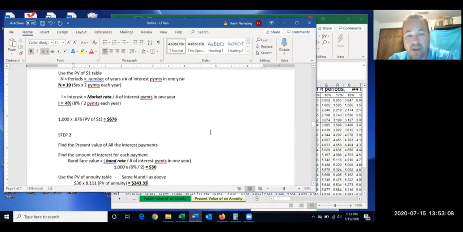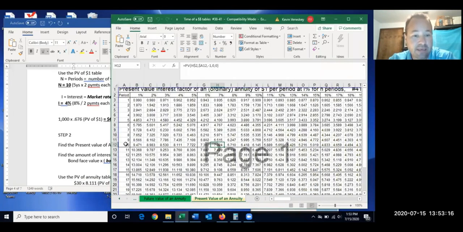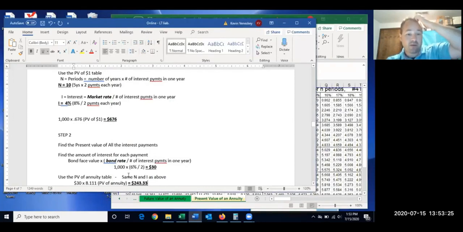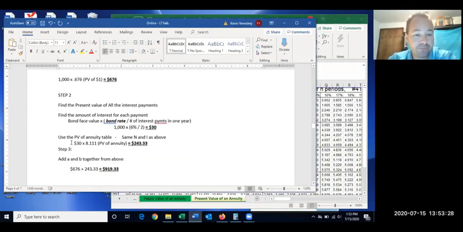All we've got to do is go back up and remind ourselves what the interest payment semi-annually is, and then take N and 4% on the second chart, and that's 8.111. So take the $30. I already calculated this when we were up higher, so I already knew it was 30. 30 times the 8.111, and that comes out to be what the present value of all of those interest payments are.